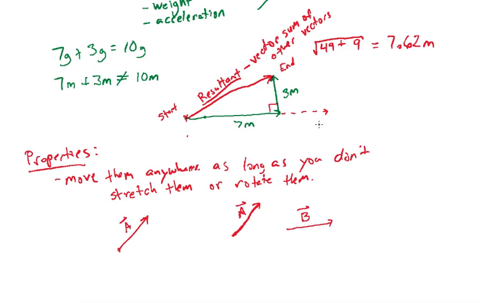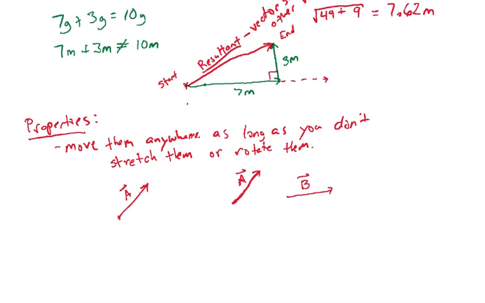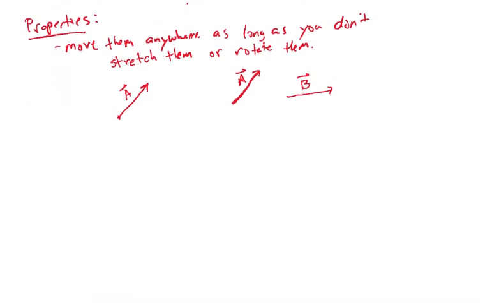Okay, so that's the first property. You can move them around all you want. You don't have to keep them where you started, you move them around. The second thing is when you do add them, the second property is you can add them in any order you want.